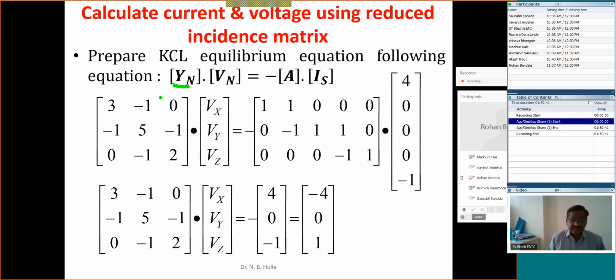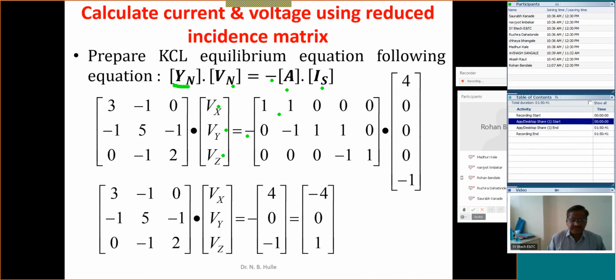This YN I have copied from the previous slide. This VN is the node voltages Vx, Vy and Vz. I have named the nodes A, B, C and D, but D is the reference node, so we have not considered it, and the names I have given here are Vx, Vy and Vz. This A is the reduced incidence matrix. The minus sign I have taken as it is. And this IS is the current source matrix, which I have taken from the last slide.